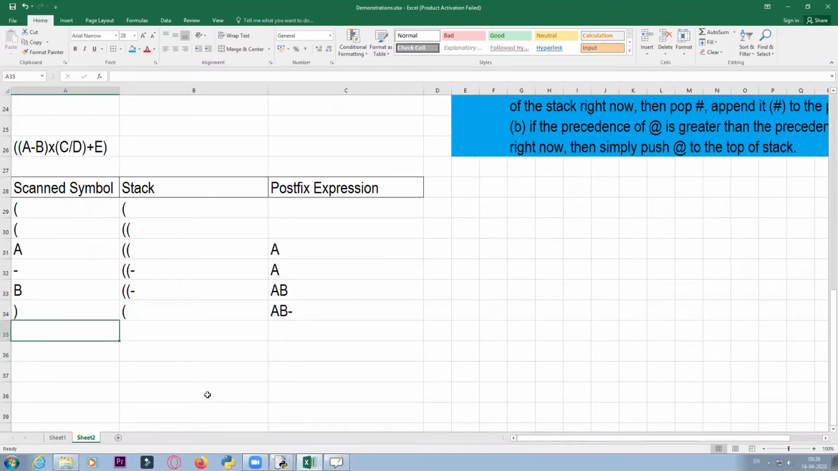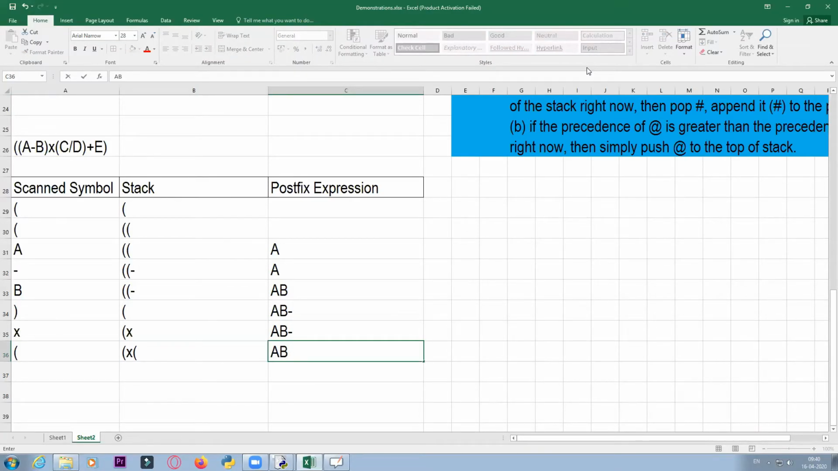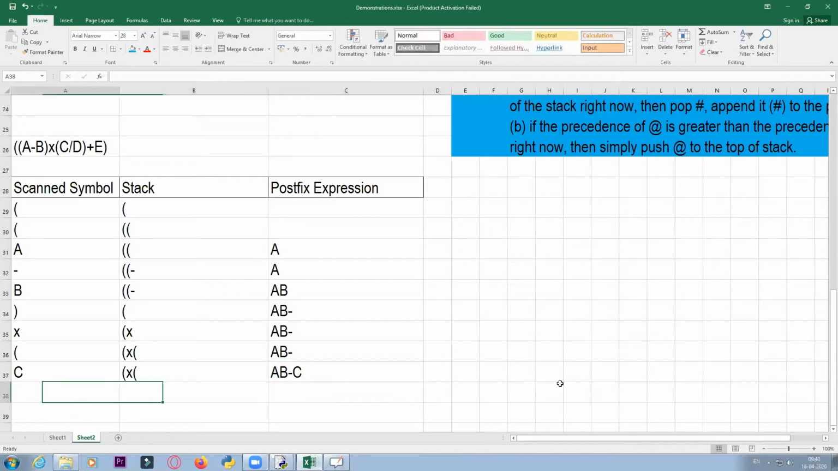Now after this we have a multiplication sign. Because there is no operator on the stack, we will simply push this multiplication sign, AB minus. After this, this would be the stack and my postfix expression will be as it is. So after this we have C. So A, B minus and C. Then after C there is a plus, without any problems we can push it to the stack.